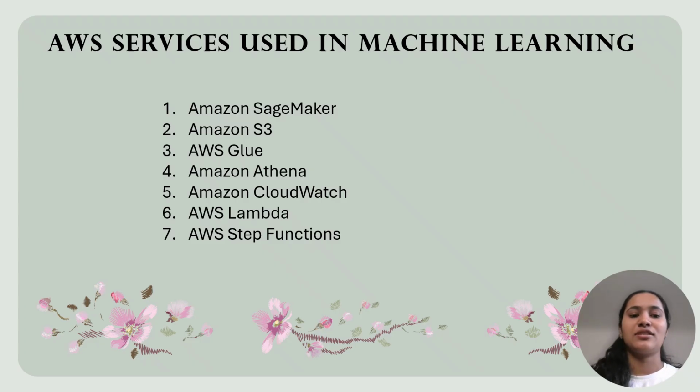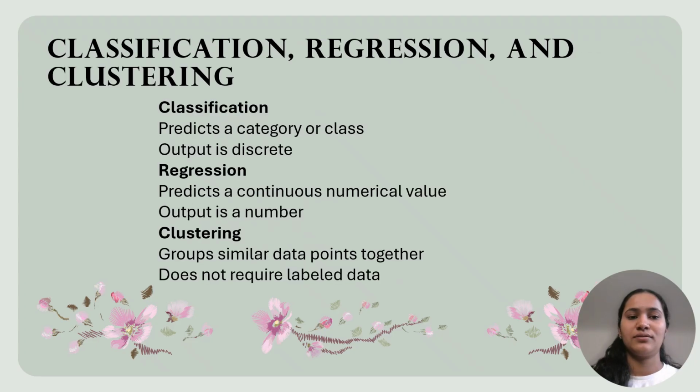Last is the AWS Step Functions. It coordinates multi-step workflows. In ML, it can connect tasks like data preparation, training, evaluation, approval, and deployment in one automated process. Then is the classification, regression, and clustering. So let's learn what these three terms are. First, classification. Classification is used when models predict a category or class.